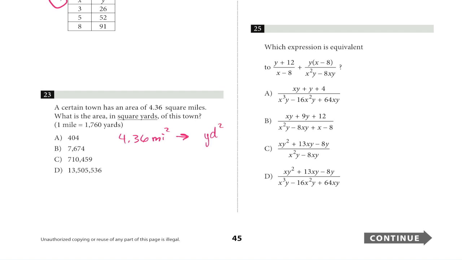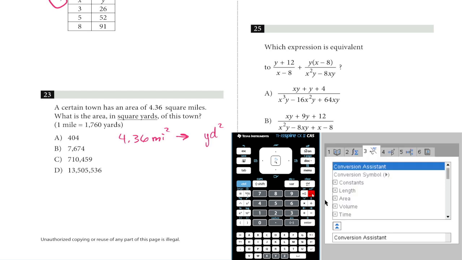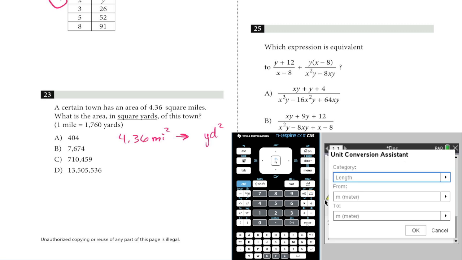As long as you know what the units are, here we know what miles are, we know what yards are, our calculator can do this question. So we're going to pull up the calculator, and we are going to hit the book. It's on the right-hand side, right below the delete button. So we're going to hit the book, and then we're going to choose the conversion assistant. If it's not on this screen, just hit the 3. Even if it is on this screen, if you hit 3, it doesn't move. You're going to always choose conversion assistant.